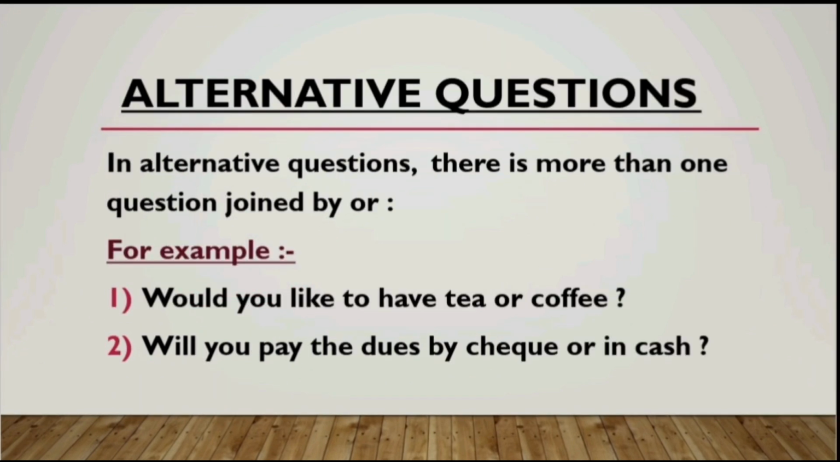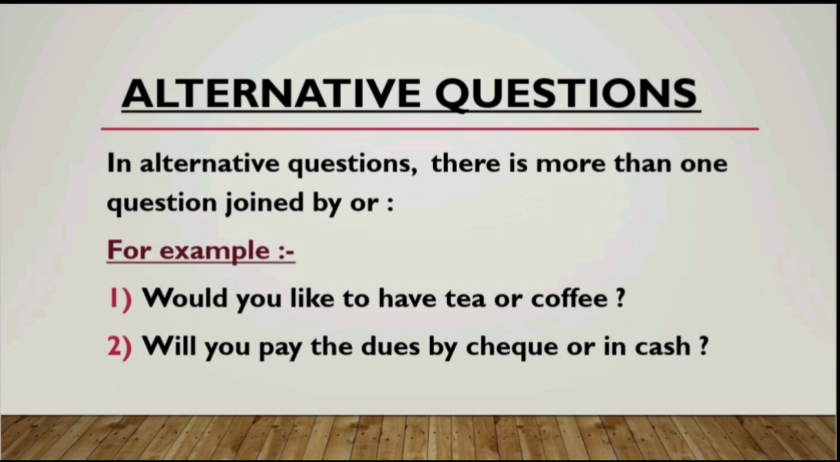The third type of interrogative sentence is alternative questions. Alternative means choice, right? And to denote choice, we can use conjunctions like or. So in alternative questions, you are giving a choice. There is more than one question, and the questions are joined by the conjunction or. So when you are giving a choice in a question, that is an alternative question, and it has more than one question which is joined by or.